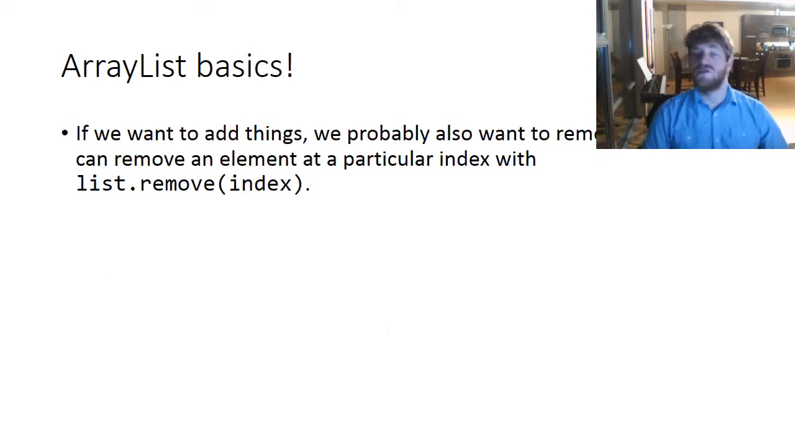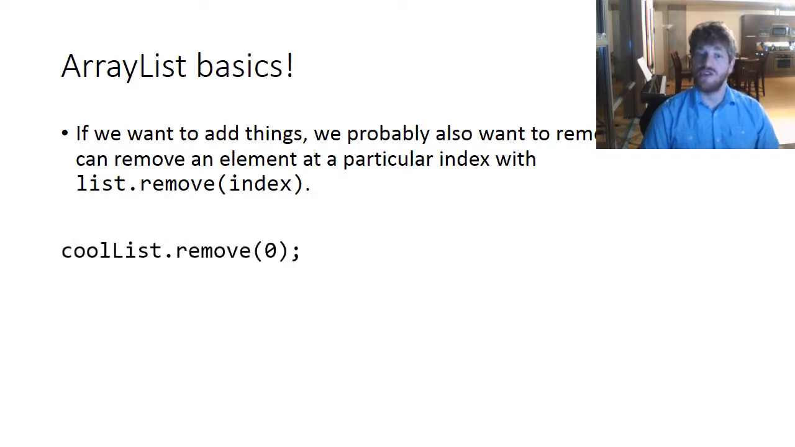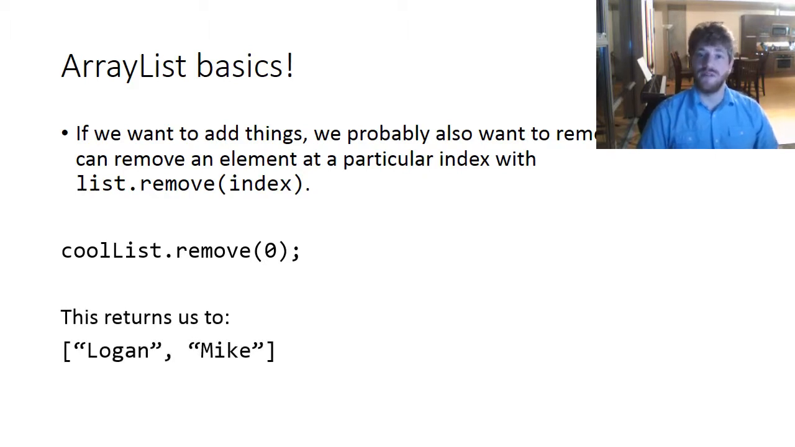Now, if we're adding things, we probably also want to remove them. And we do that with list.remove. And we specify the index of the item that we want to remove. So let's say we want to remove Ethan from the list. Well, where is Ethan in the list? What index? Index 0. So we just call coolList.remove at index 0, and we're back to the list we had before. Ethan has been removed.